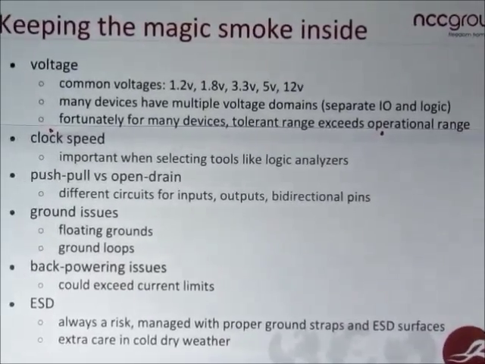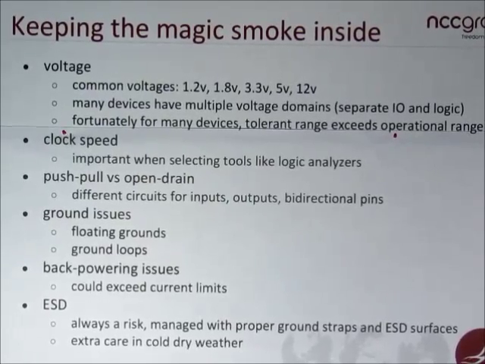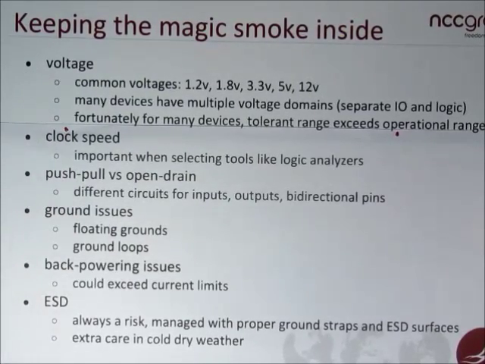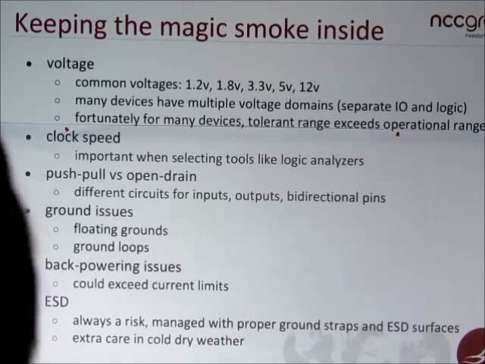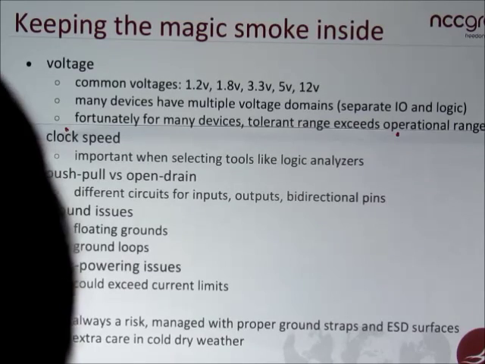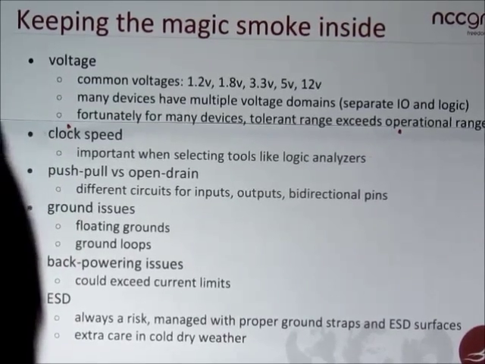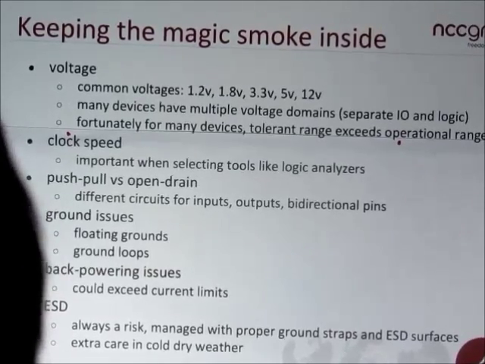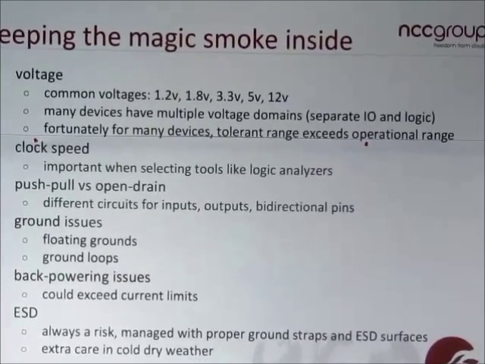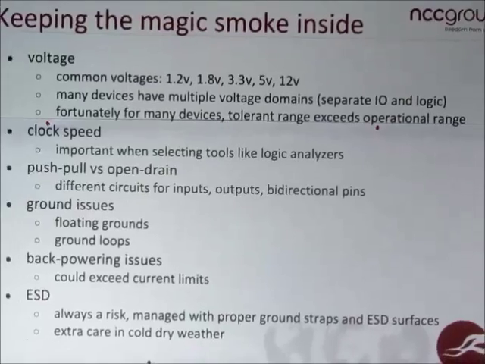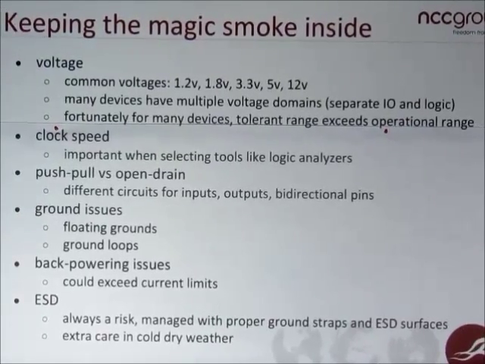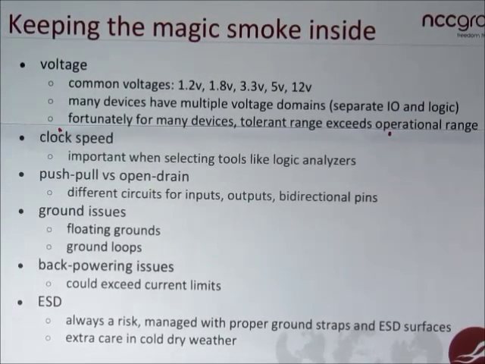So here's some tips to try and keep all the magic smoke in. Make sure you get the right voltage. A lot of devices will be 5 volts or 3.3 volts. Some of the newer high-speed components are down to 1.2. I've seen some even 0.7. Transistors generally switch around 0.6, 0.7 volts, so getting down to those low voltages means you really are trying to push the limits of speed.